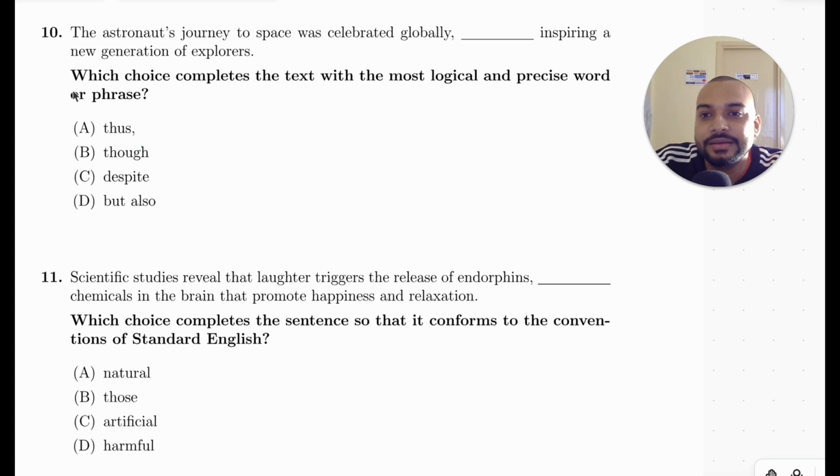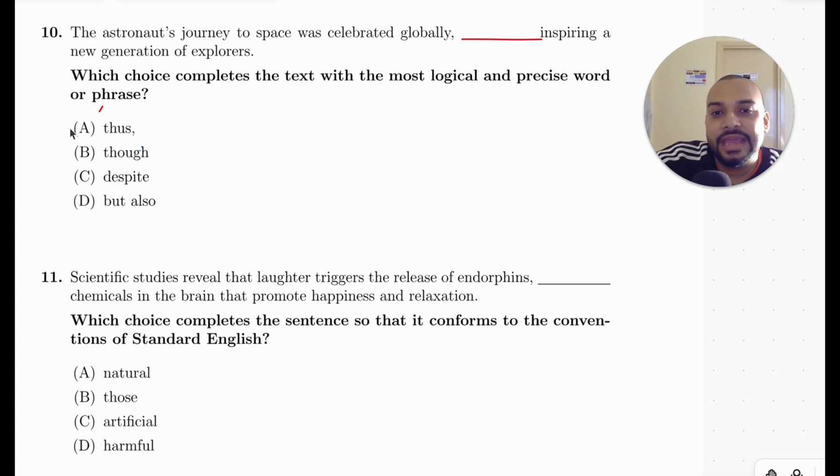Question number 10. Which choice completes the text with the most logical and precise word or phrase? The astronaut's journey to space was celebrated globally, one idea, a positive idea, dash inspiring a new generation of explorers. Looks like a consequence or a result. So like, as a result, inspiring a new generation of explorers.